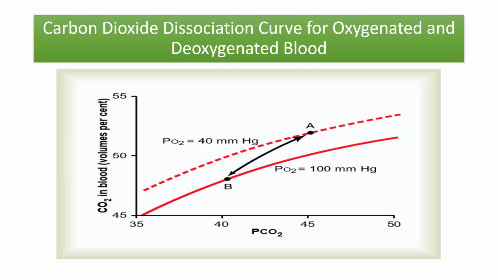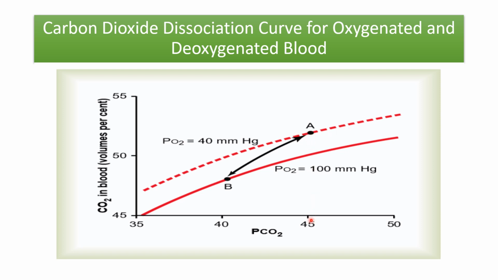This graph shows the significance of the Haldane effect on the transport of carbon dioxide. Here you can see two carbon dioxide dissociation curves. One for the deoxygenated blood, that is the dotted line, and below is the carbon dioxide dissociation curve for the oxygenated blood. Now look at the deoxygenated curve at point A.